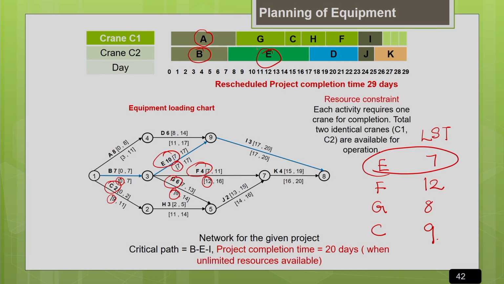Now you can see that activity A is completed after 8 days. So now crane C1 is ready for the next allocation. After A, which one to allocate, we have to see now.